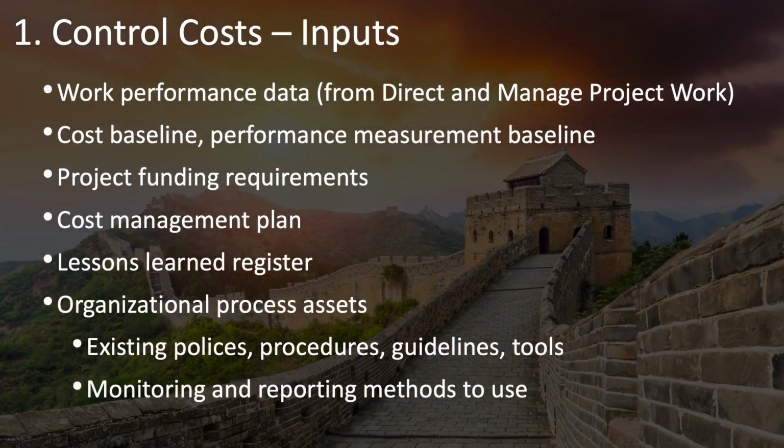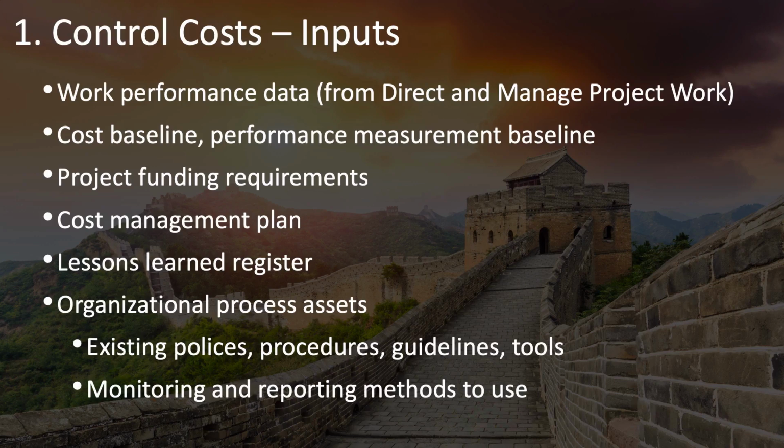The inputs to the control costs process start with work performance data, which comes from your direct and manage project work process. This data includes the status of your expenses, including which are authorized, which have been incurred, have they been recorded, and in the case of outside vendors, which have been invoiced and paid for.